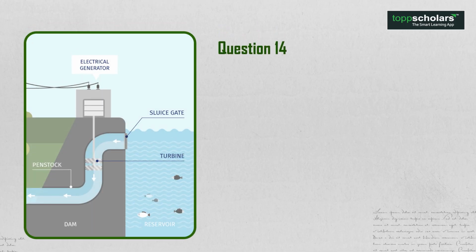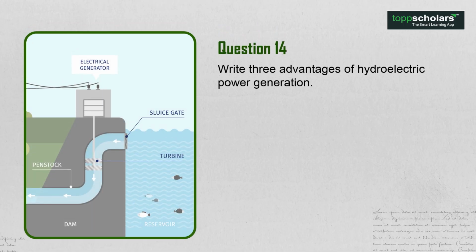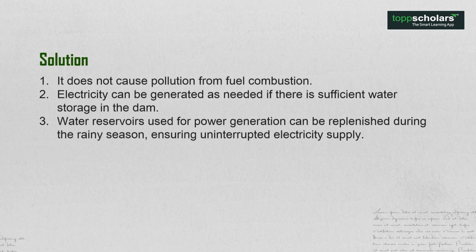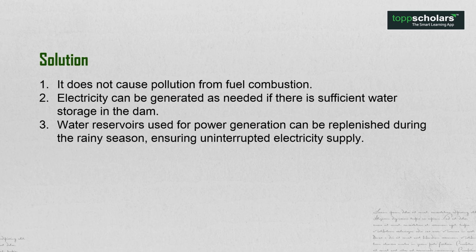Question 14. Write 3 disadvantages of hydroelectric power generation. The correct answer is, number 1. It does not cause pollution from fuel combustion. Number 2. Electricity can be generated as needed if there is sufficient water storage in the dam. Point 3. Water reservoirs used for power generation can be replenished during the rainy season, ensuring uninterrupted electricity supply.